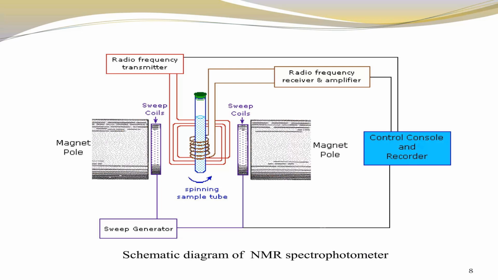Then the final and sixth will be the control console and recorder. It processes the amplified signal and records the data to produce NMR spectra, which are used to interpret the molecular structure. So this is the schematic diagram explanation for the NMR spectrophotometer.